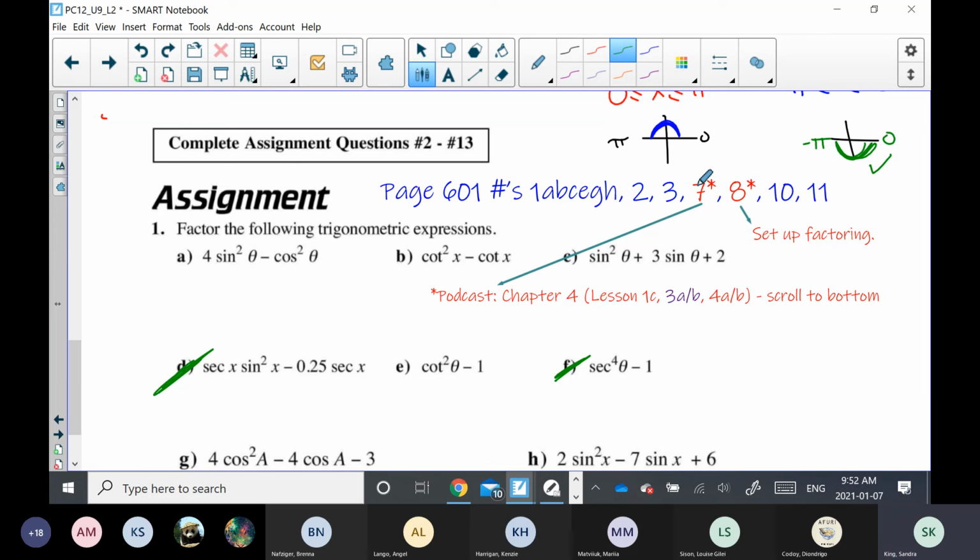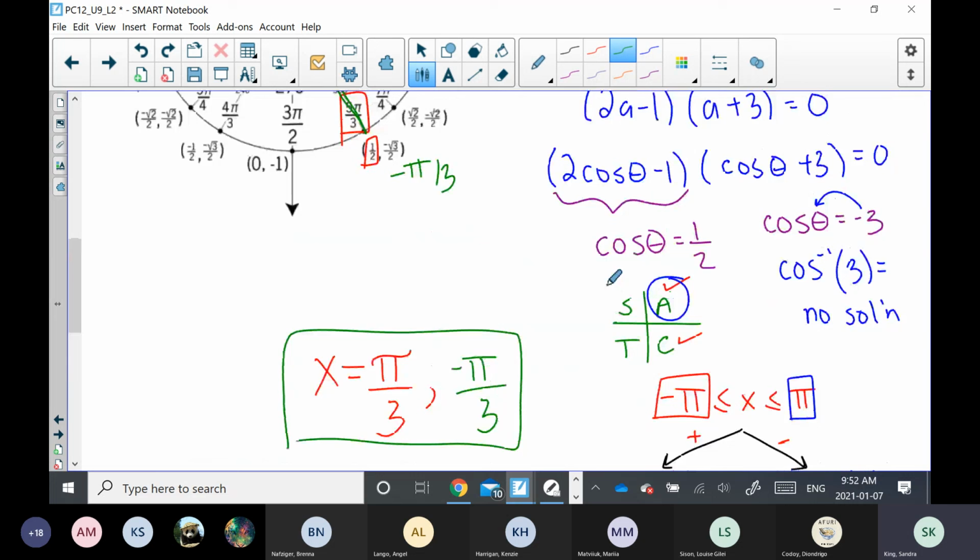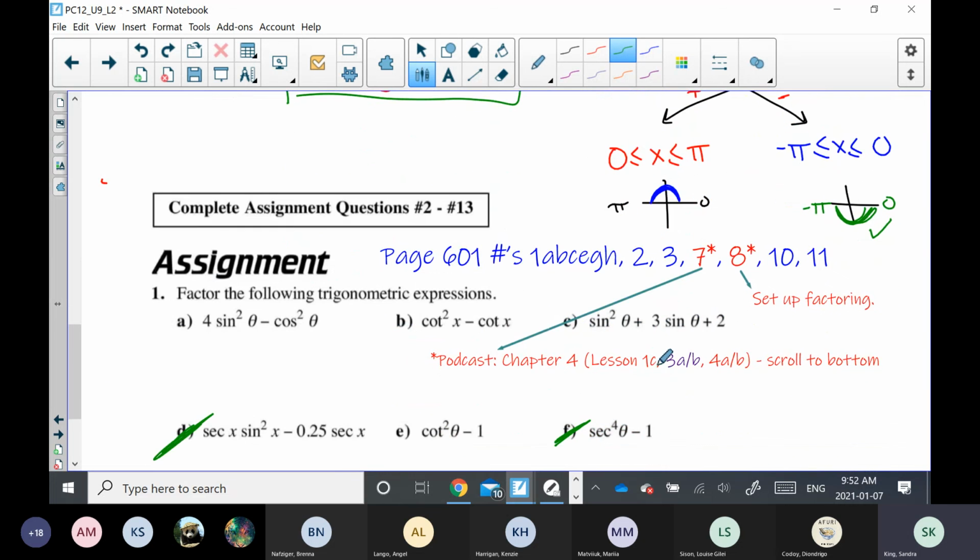Skip to number 7. Number 7 is what I was saying, so for those of you that had written down those podcasts already, those 5 podcasts, this is on domain restrictions for number 7. Number 8, I'll set up one thing for you. And number 10 and 11.